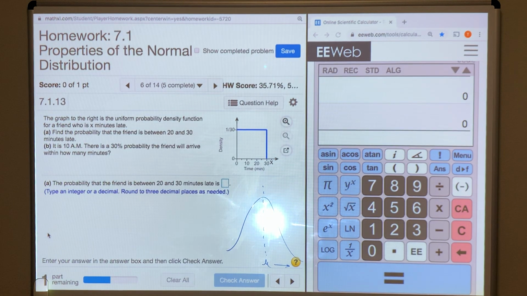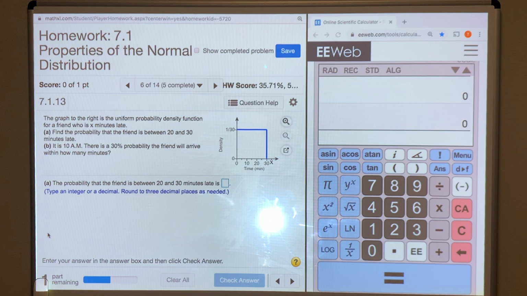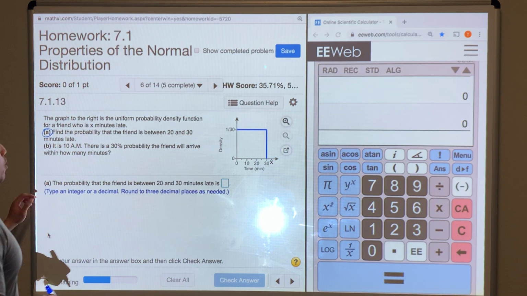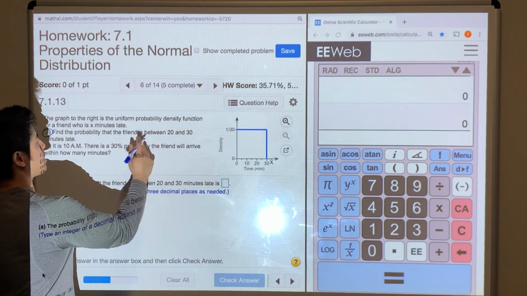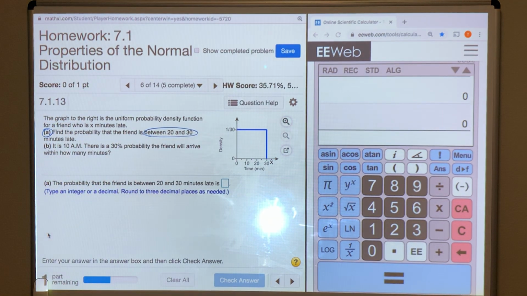Okay, on to number 6. I'm just going ahead and erasing this. Number 6 says the graph to the right is the uniform probability density function for a friend who is X minutes late. Find the probability that the friend is between 20 and 30 minutes late. First and foremost, let's take a look at this. We're looking at part A, and specifically they said find the probability that the friend is between 20 and 30 minutes late.